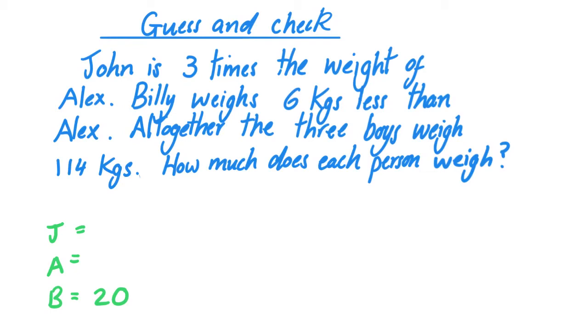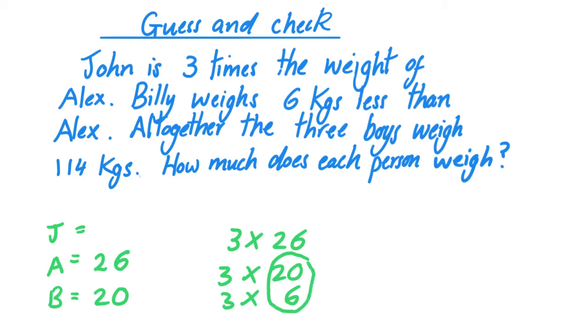Now, Billy weighs 6 kilos less than Alex. So Alex must be 26 then, mustn't he? That's 6 kilos more. And finally, we see that John is 3 times that. So 3 times 26. I'll work that out over here. What I'm going to do is split it into 3 times 20 and then 3 times 6. I'm still multiplying 3 by 26. I've just broken it up into 2 easy chunks.